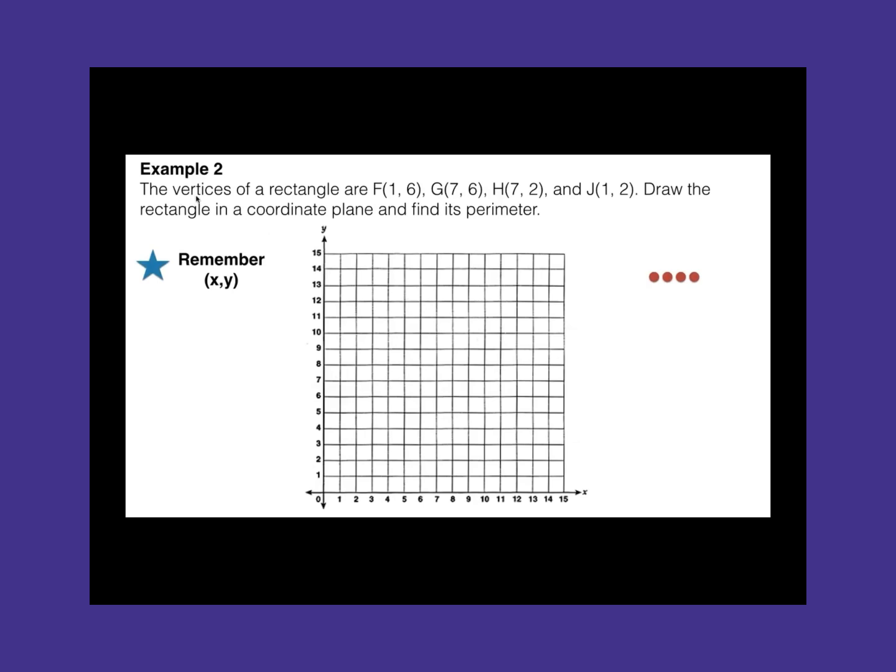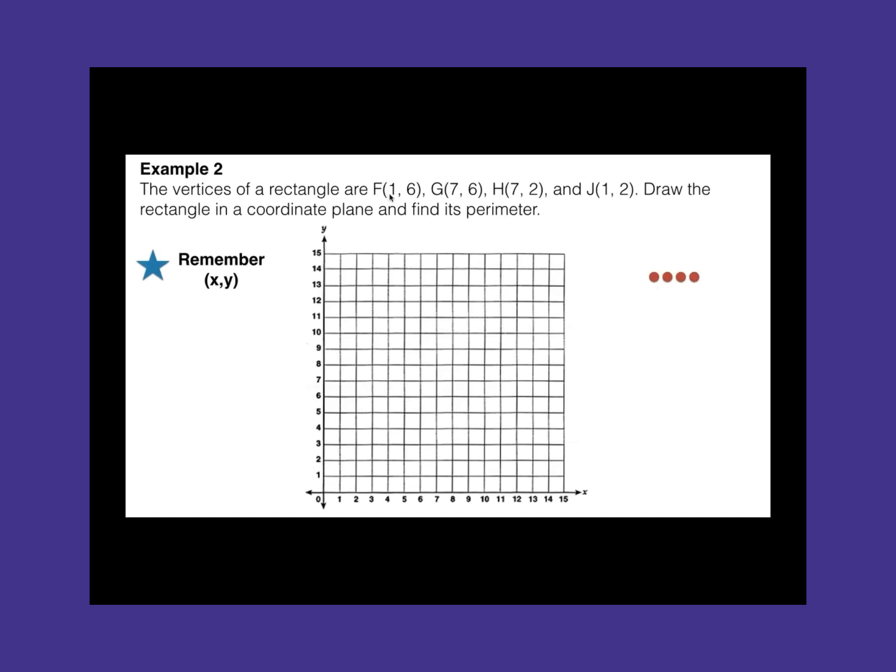So let's see. The vertices of a rectangle are F is at 1, 6, G is at 7, 6, H is at 7, 2, and J is at 1, 2. Draw the rectangle in the coordinate plane and then find its perimeter. So first thing, let's draw it. So we're going to plot our points.